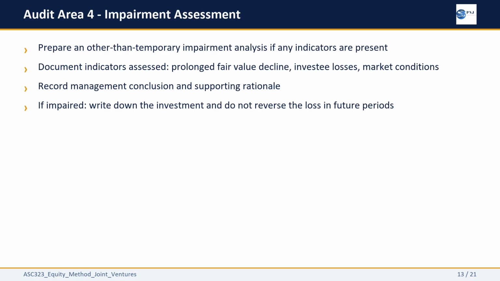The fourth audit area is impairment. Auditors expect to see a documented other than temporary impairment assessment for every equity method investment where indicators are present. That assessment should list the indicators you evaluated, the evidence you considered, and the conclusion management reached, with a clear rationale. If the conclusion is that no impairment exists, that rationale needs to be robust enough to withstand challenge. If the conclusion is that impairment has occurred, the write-down must be recorded in the current period, and that impairment loss cannot be reversed in a subsequent period, even if fair value recovers.